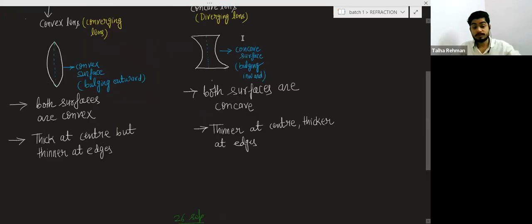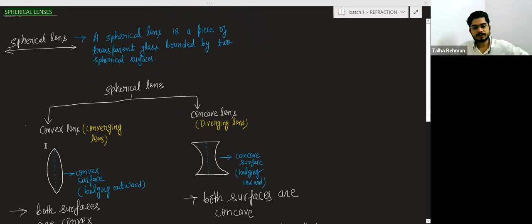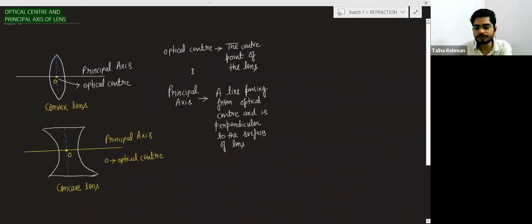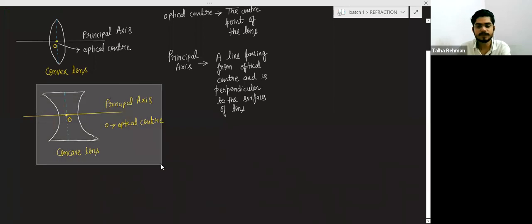So this is the shape of the convex lens, and this is the shape of the concave lens. Now I have defined some terms related to these lenses, like principal axis and optical center. This is the lens. I have told you this is a convex lens, and this center point of the lens is known as the optical center, and the line which passes through this optical center is the principal axis. The same is the case for this concave lens.